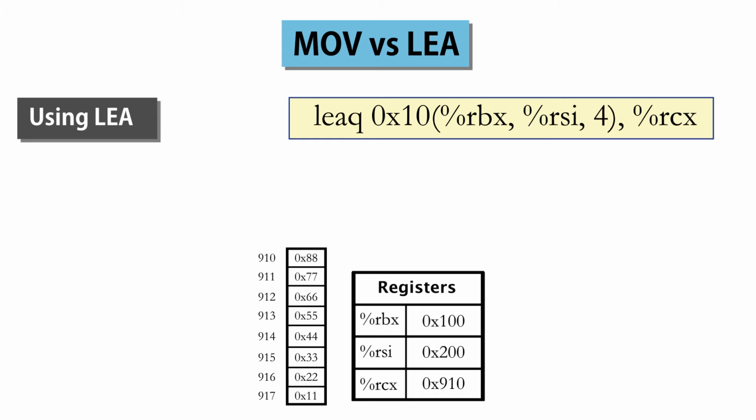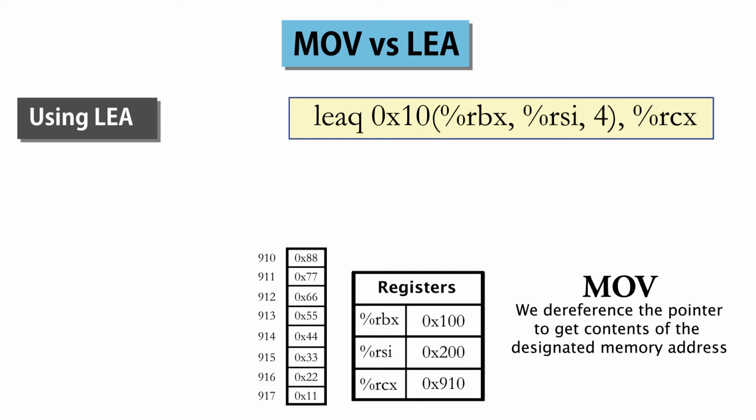Note the difference from the MOV statement. In both cases, the first argument is an address or pointer value. For MOV, we dereference the pointer to get the contents of the designated memory address. For LEA, we store the pointer value itself.